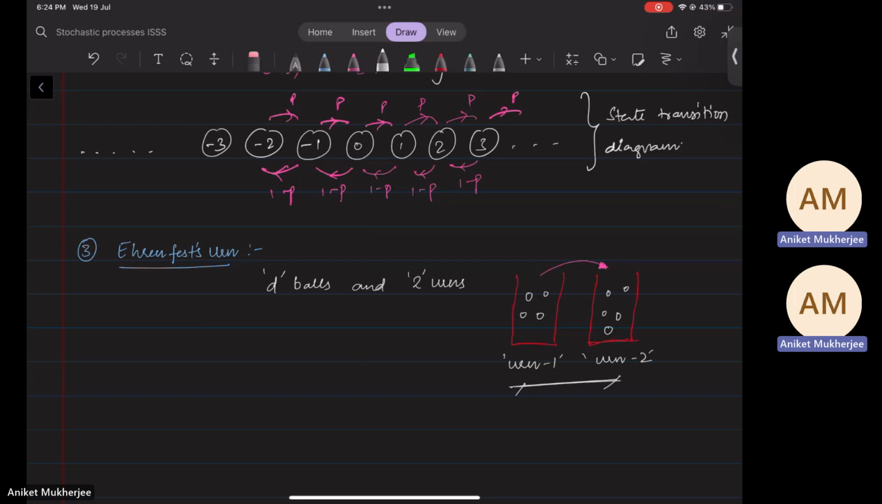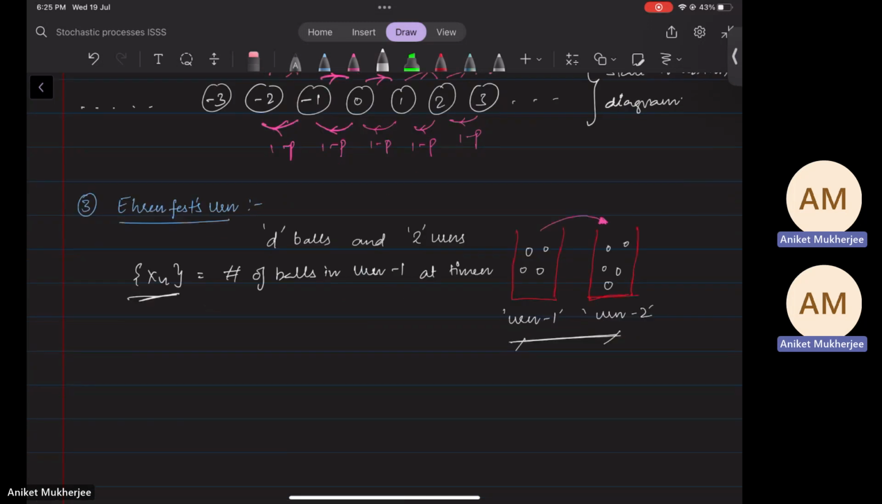So here the important thing is to know what the Markov chain is. I keep track of Xn, the number of balls in urn 1 at time n. This number of balls in urn 1 at time n is a Markov chain. Okay, so for that we'll need to first write the state space.